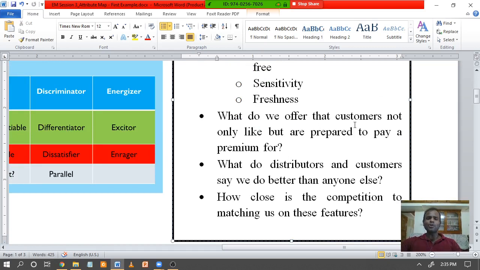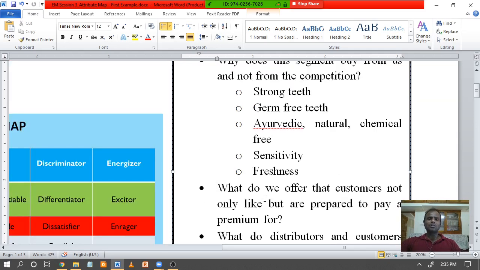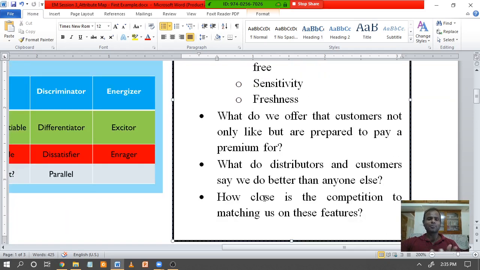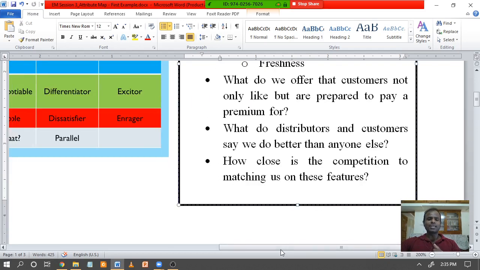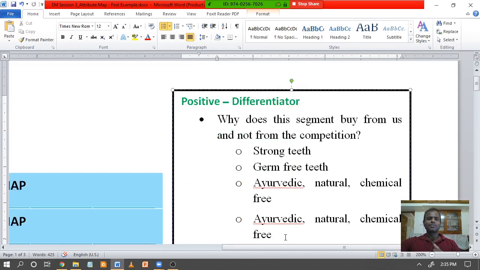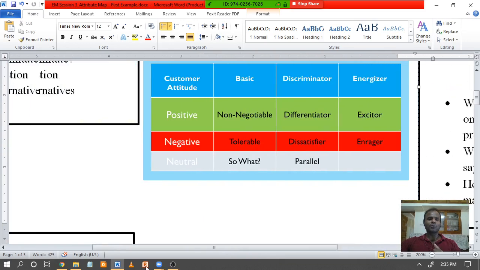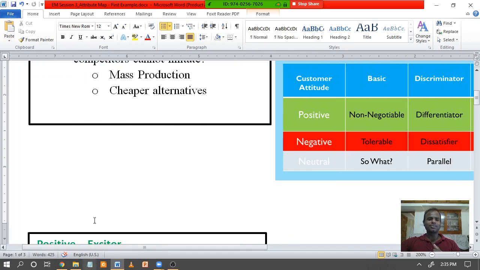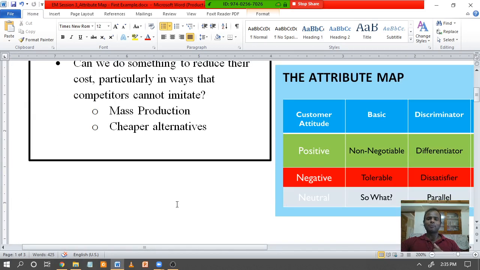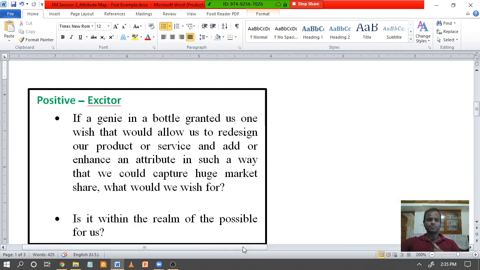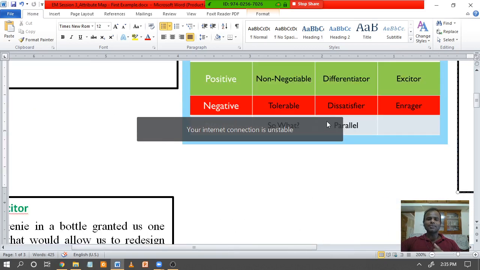So what do we offer that customers not only like but are prepared to pay a premium for? Okay, find a reason for it. What do distributors and customers say we do better than anyone else? So I produce Ayurvedic product, herbal product. I don't have much competition with respect to it. So these are certain questions that you need to answer when it comes to positive differentiator. You need to differentiate your product in a way that you nullify competition and not keep on competing with established brands.